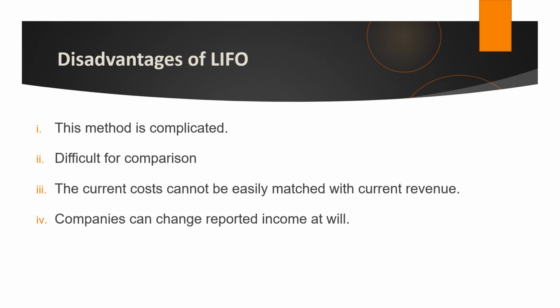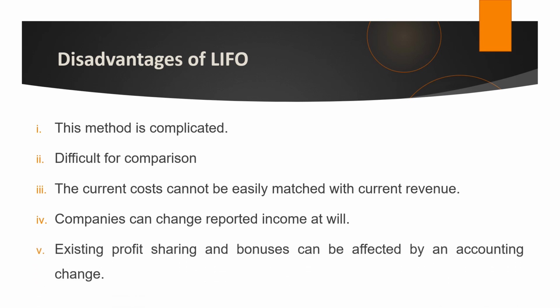Further, companies can use it to report the income at their own will. They can time the purchases to cause high or low cost and manipulate the income. The existing profit sharing and bonuses can be affected by an accounting change. So the employees may not understand the reasons behind this.